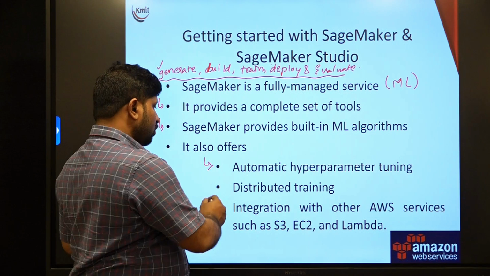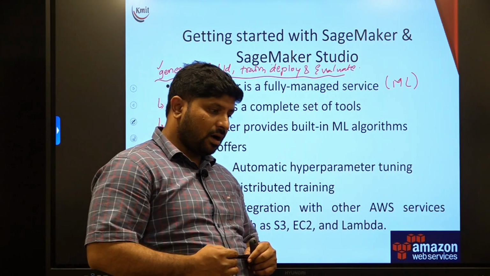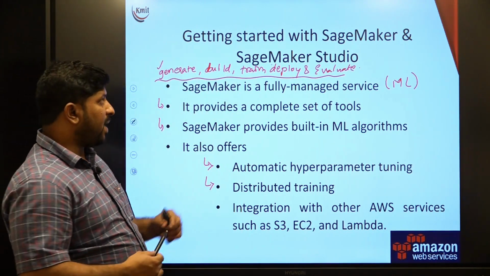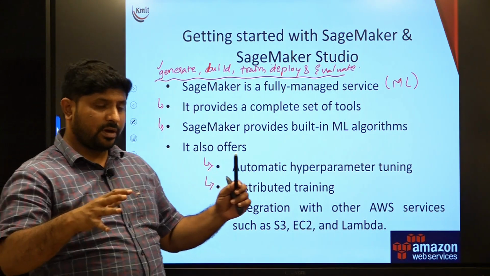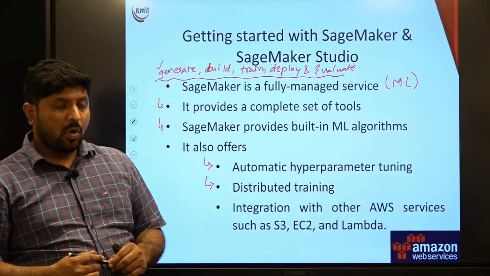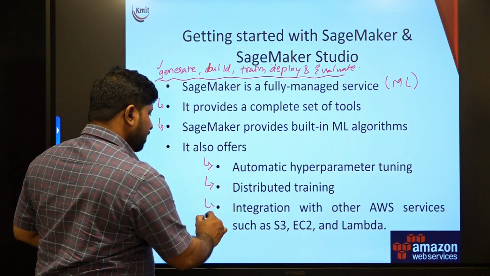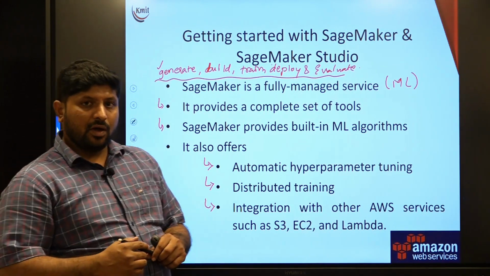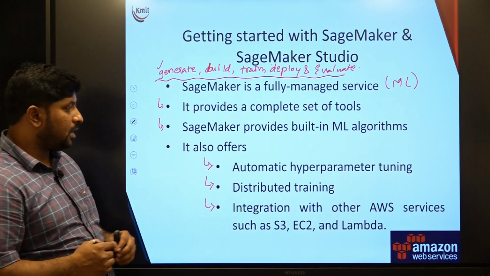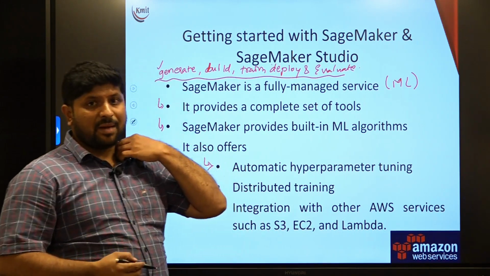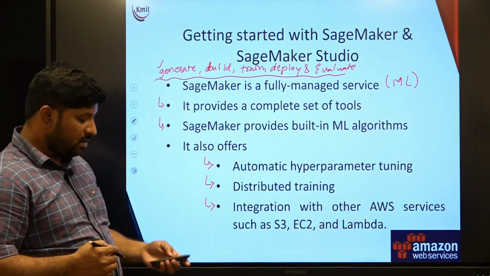The tuning part is going to be done automatically, or else the infrastructure which is required for the model is going to be managed by SageMaker itself. If you want distributed training, or a distributed way of executing the model, then that is going to be handled by SageMaker. Not only that, it will integrate various services such as EC2 instances, S3 buckets to store your data sets, and it can trigger certain Lambda functions, that is serverless computing, integrated with your SageMaker.